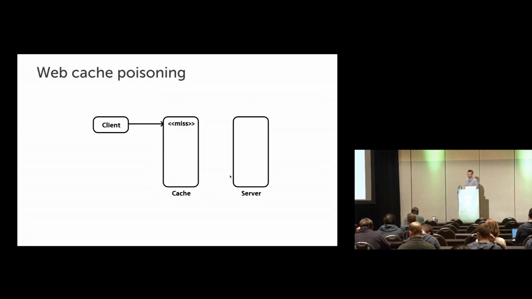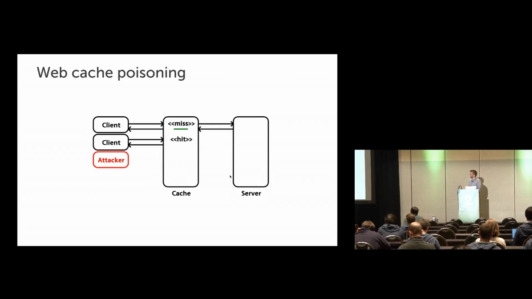So the first client comes in and asks for some website. It's not in the cache, so the cache goes back to the server, looks up the data, stores it in the cache, and returns it to the client. When the next client comes along and asks, there's going to be a hit in the cache, and the data's going to go back. This is how a cache is supposed to work.